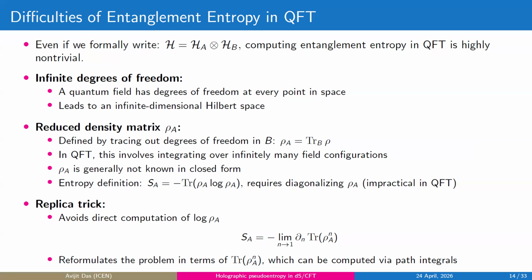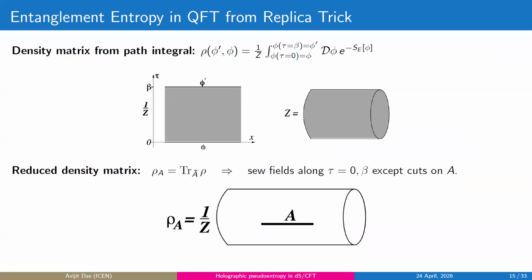So basically, instead of taking the log of rho A, you define a harder problem or simpler problem, let's say, taking the trace of rho A but to the power n. Why it is simple, I will come to that. So in quantum field theory, you calculate the density matrix using the path integral. This is a diagram of a density matrix calculation by path integral. So here at tau equal to 0 or t equal to 0, you can define a subsystem A.